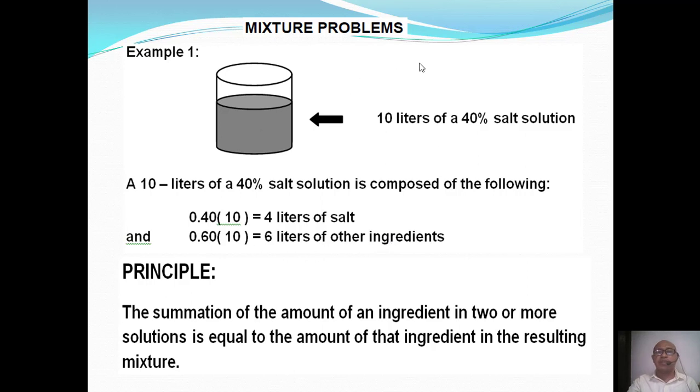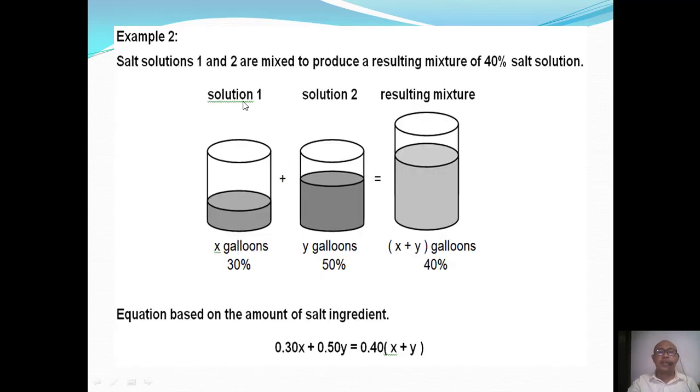In solving mixture problems, we simply use this principle: the summation of the amount of an ingredient in 2 or more solutions is equal to the amount of that ingredient in the resulting mixture. So let us say, for example, we have 2 salt solutions, solution number 1 and solution number 2, mixed together in order to obtain a resulting mixture.